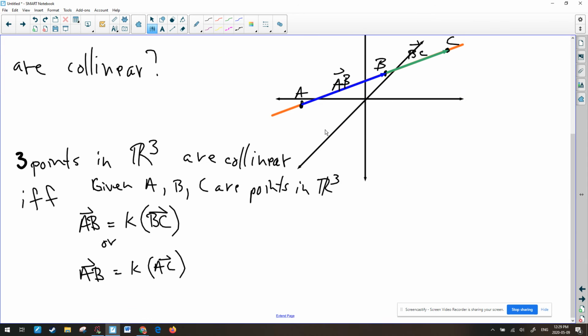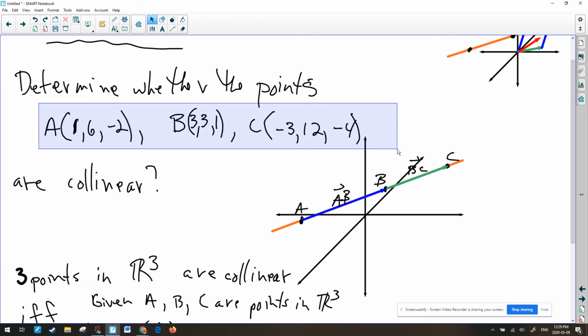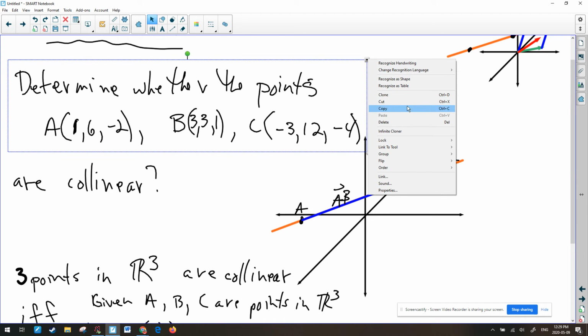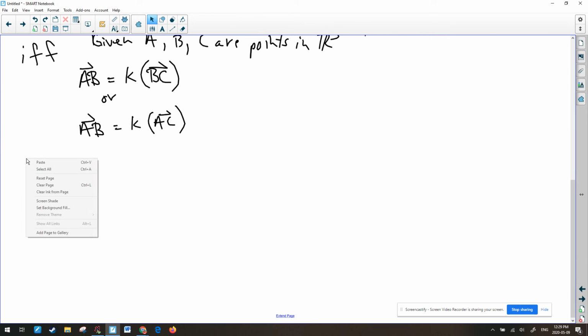Okay, so I'm going to make a copy of those so that I can see them more easily down here. Okay, clone that. Copy that. Come down here and paste it.